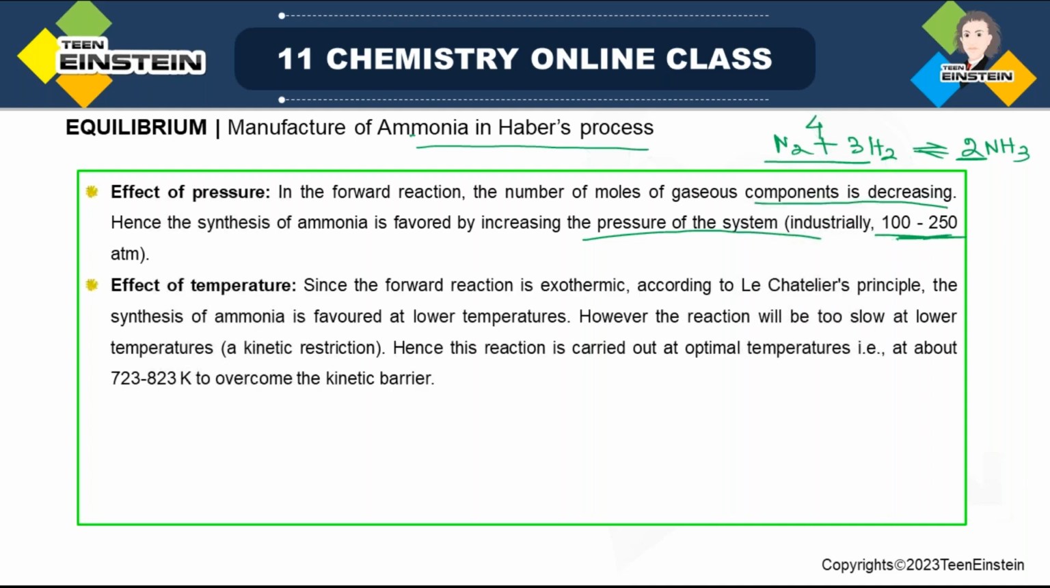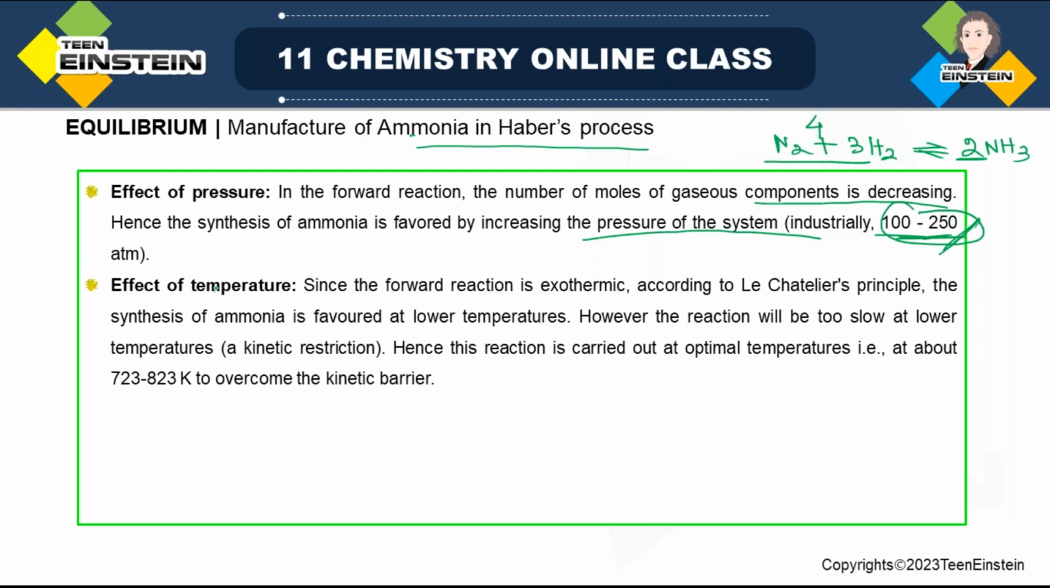Now, basically, if you ask how we have selected this pressure, that is actually done by trial and error. Different pressures are taken and it is observed in which case we are getting maximum yield. So in this way, by trial and error, we can select which pressure range will actually work for the maximum yield of ammonia.